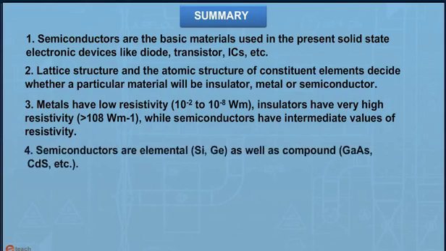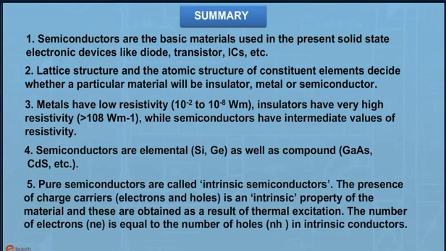Semiconductors can be elemental, such as silicon and germanium, as well as compound, such as gallium arsenide and cadmium sulfide, etc. Pure semiconductors are called intrinsic semiconductors. The presence of charge carriers is an intrinsic property of the material, and these are obtained as a result of thermal excitation. The number of electrons Ne is equal to the number of holes Nh in the intrinsic semiconductors.